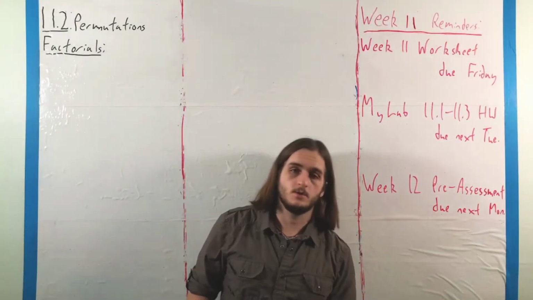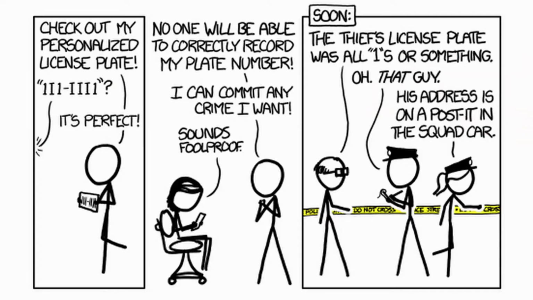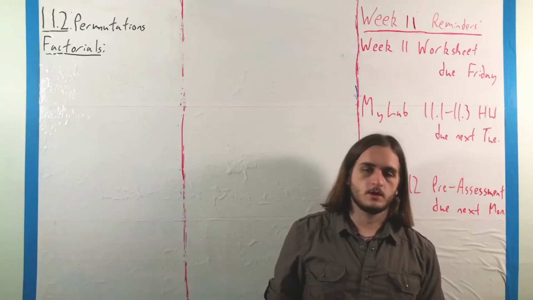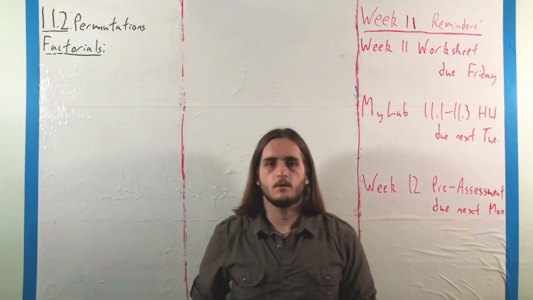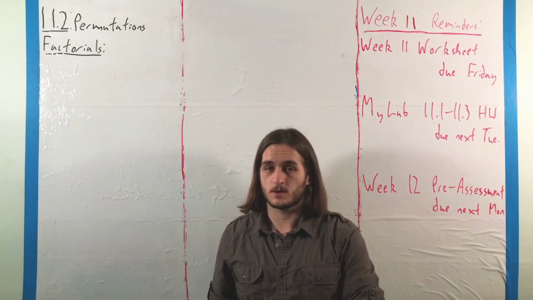Now what we're going to do is continue on to 11.2, talking about our constructions with counting objects, counting events, where in particular we're going to look at a special case that occurs when we want to count things where we don't get repetitions and order matters.